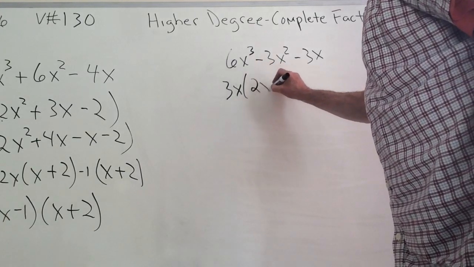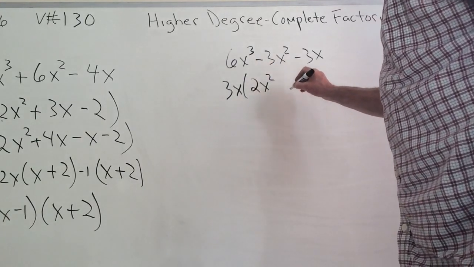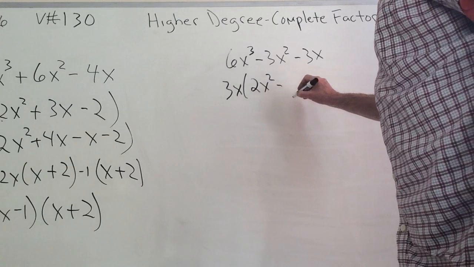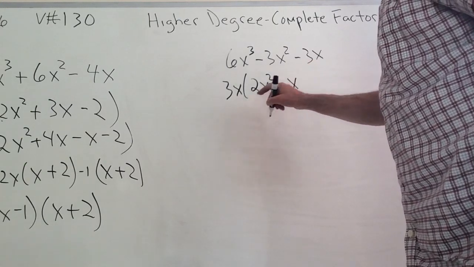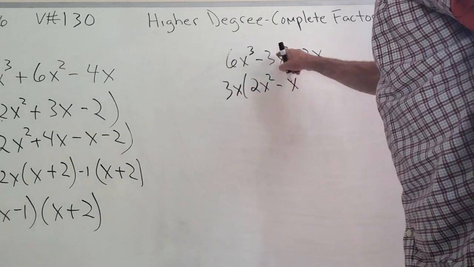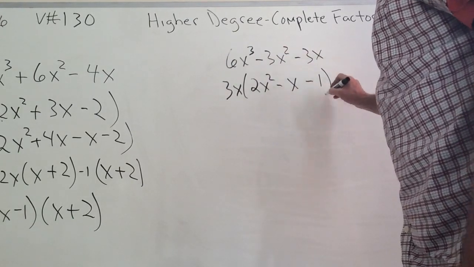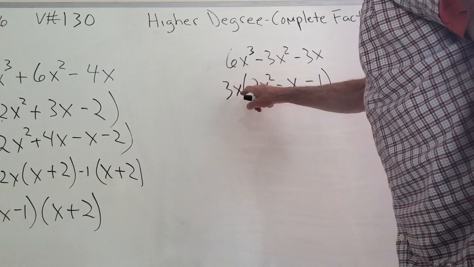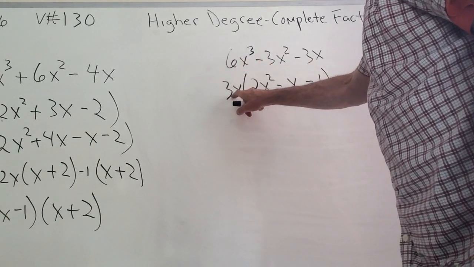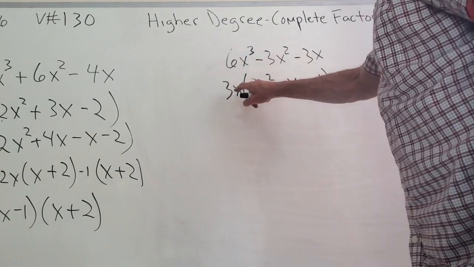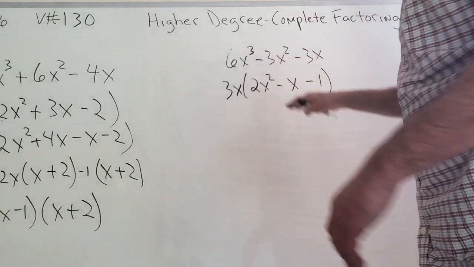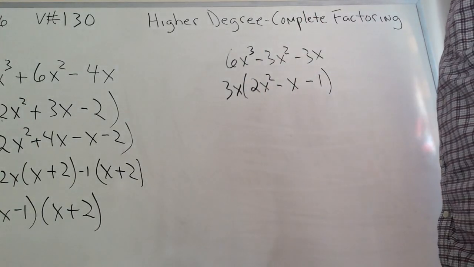What's left? 2x squared minus x. Double check yourself there. This times this is this. And what's left over here? Minus 1. So let's double check. This times this equals this. This times this equals this. And this times this equals this. They're equivalent. How many times I had to say that, right?